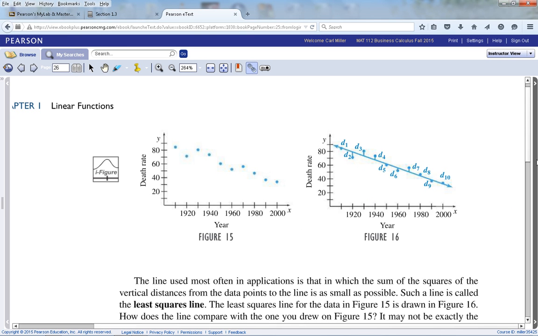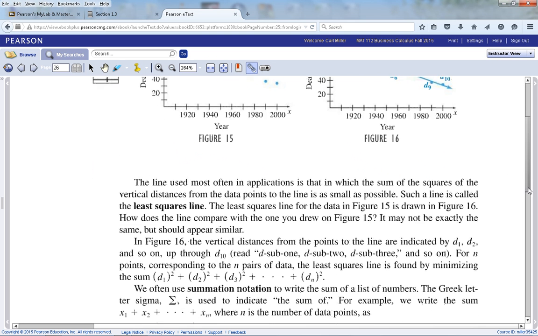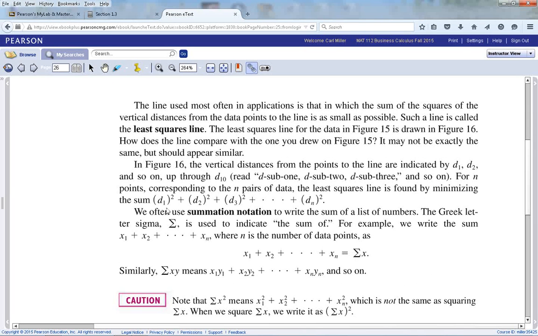So what we do is we square each distance. And then we add all of those up. So the first distance squared plus the second distance squared, and so on until we have all of the n data points. We add those up, and we want to make that as small as possible. Now, a shorthand way to write a sum is using the capital letter sigma. So anytime you see this sigma notation, it means add up all the things following.